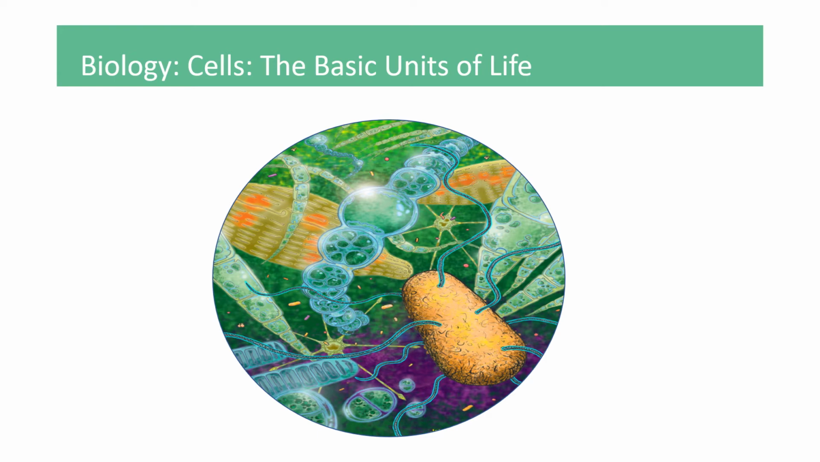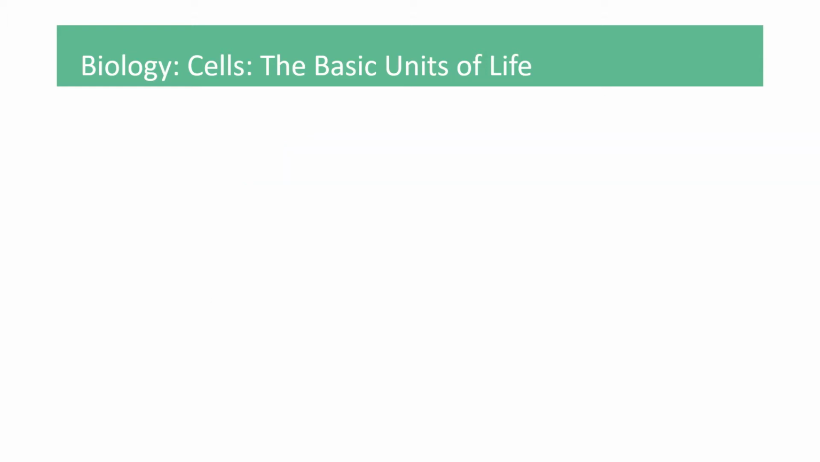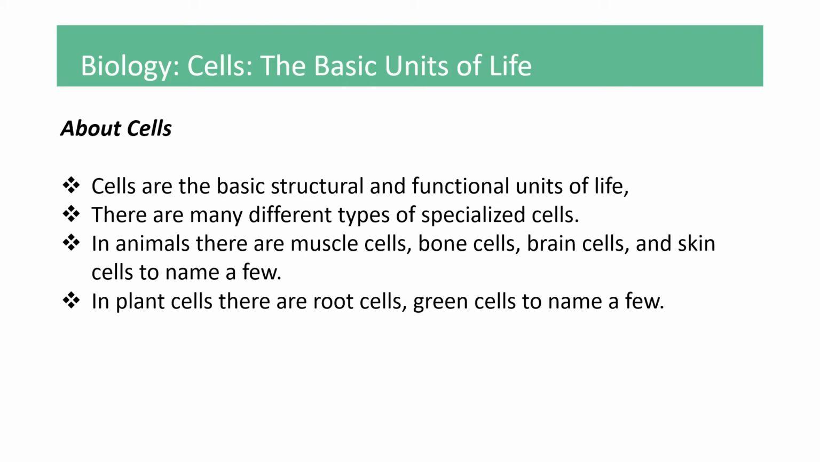Biology: cells, the basic units of life. About cells. Cells are the basic structural and functional units of life. There are many different types of specialized cells. In animals, there are muscle cells, bone cells, brain cells, and skin cells, to name a few. In plants, there can be root cells or green cells, to name a few.